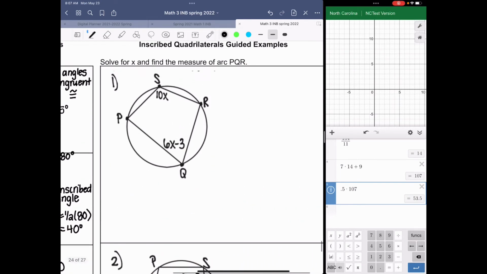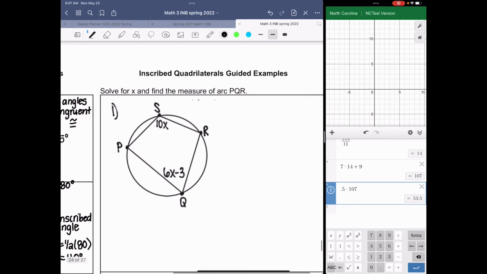All right, so let's look at some quadrilaterals. For this one, they're asking us to find x and find the measure of PQR. So when we're done, we're trying to find the 6x minus 3. Well, how do we find that? We know that these are opposite angles of each other. So the theorem says opposite angles are equal to 180 degrees. So we're going to set that up as such.